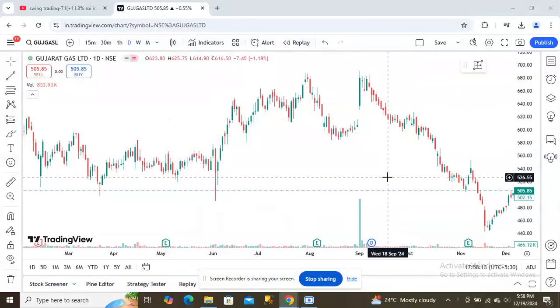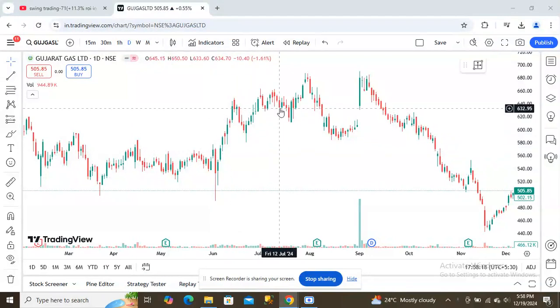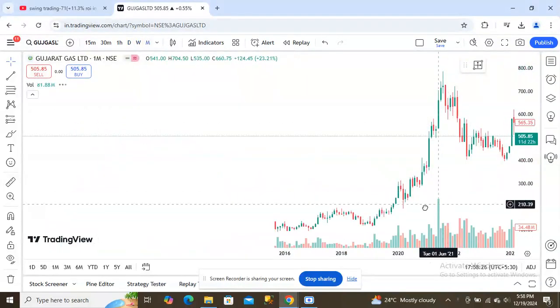Let us review the stock. This is where I entered. This is where I exit. Let us see the reason behind it. This is my 71st trade. Let us go to the weekly, monthly time frame to see the trend of the stock.